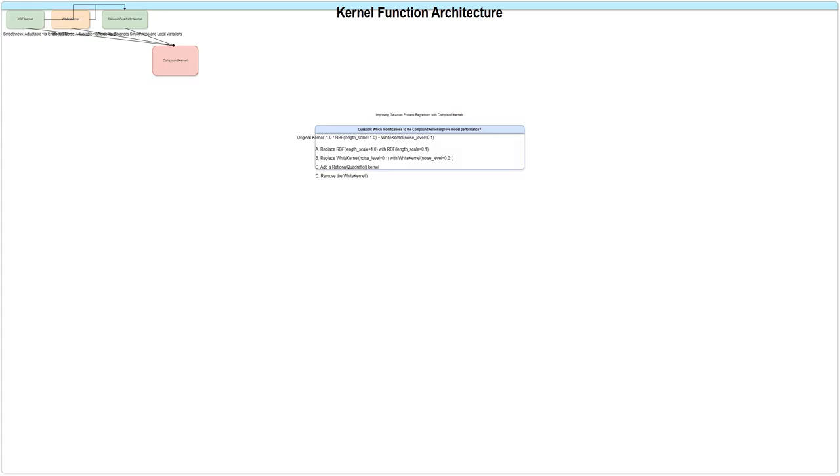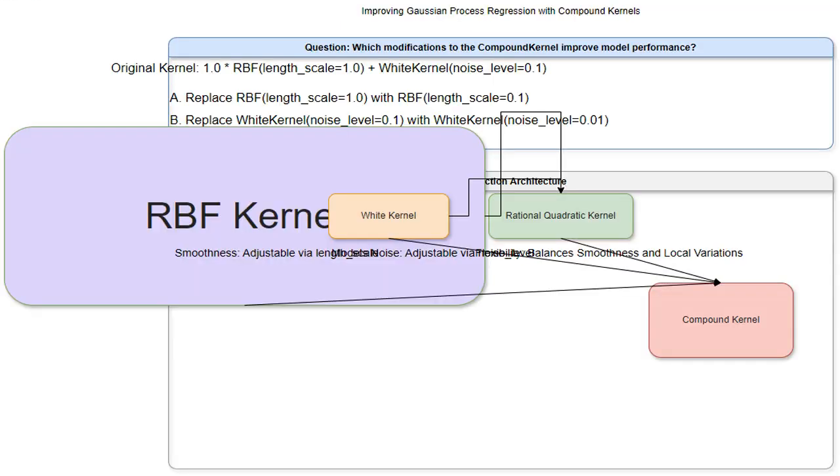I'm focusing on the building blocks of the kernel, the individual kernel functions, because understanding them is key to combining them effectively. A kernel is like a recipe. Each ingredient, kernel function, contributes specific properties. The radial basis function, RBF, kernel is my go-to for modeling smooth, continuous functions. Think of it as capturing the overall trend in your data.